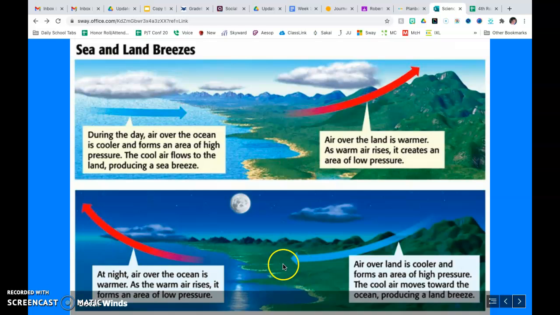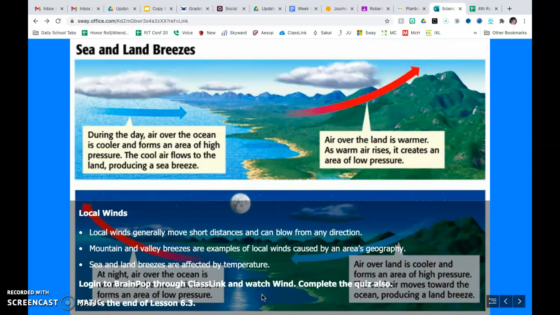So now instead of the wind coming from the water like it did in the daytime, it's coming from the opposite direction, from the land. And then at night, the air over the ocean is warmer. So as the warm air rises, it forms an area of low pressure. So you can see it's just the opposite effect of day and night. So next time you go to the beach, try to pay attention to that. And now you know why in the daytime you've got an ocean breeze and at night you have a land breeze. And this is all due to the local winds and that rising of warm air and sinking of cool air.